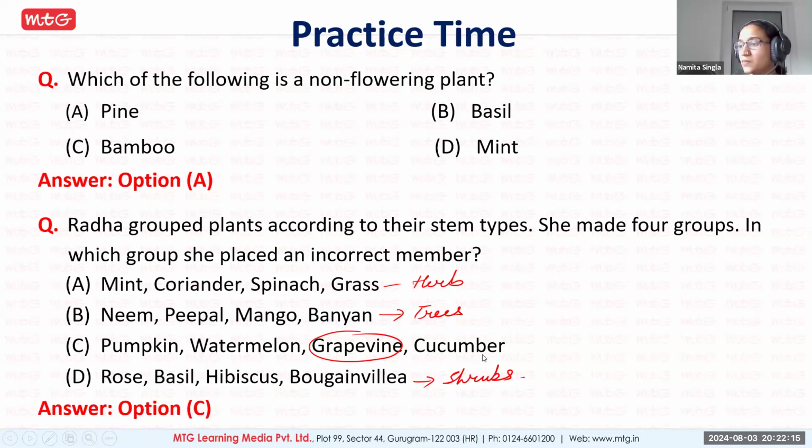One child was having doubt about cucumber, so I will check it out, confirm it, and I will let you know in the next session also.